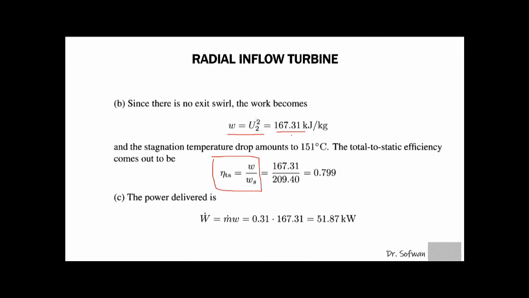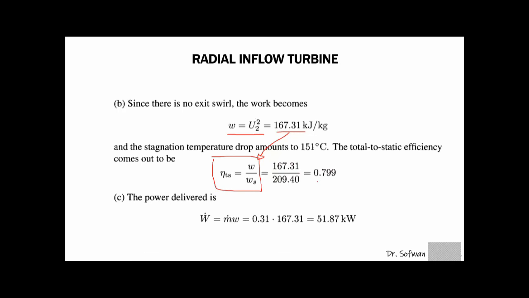which is equal to 167.31 kilojoule per kilogram. Now we can calculate the total to static efficiency of the turbine by plugging this value into this equation. So 167.31 over 209.40, we get the total to static efficiency of this turbine is equal to 0.799, or 79.9%, of the input energy can be converted into useful energy.